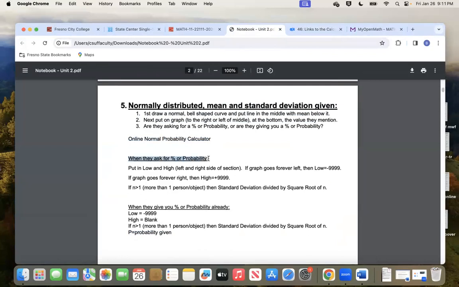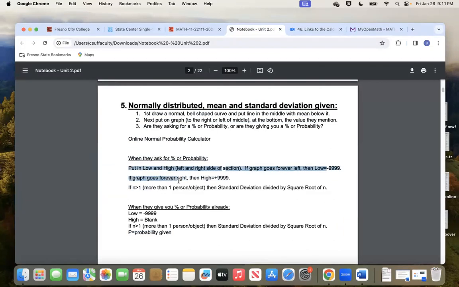Are they asking you for a percentage? They are. So it says number 3. Are they asking for a percentage? Yeah, they are. Okay, we're right here. They're asking us the right. They said, what's the probability? What's the percentage of spending more than 4 days? Put in the low and the high. If the graph goes forever left, put in the low as negative, a bunch of nines.